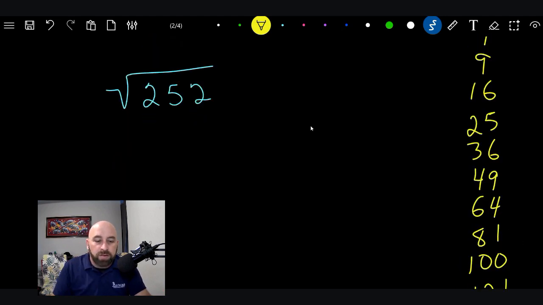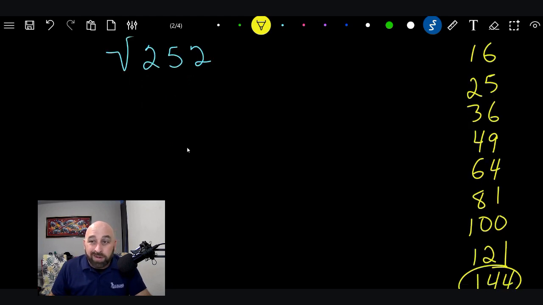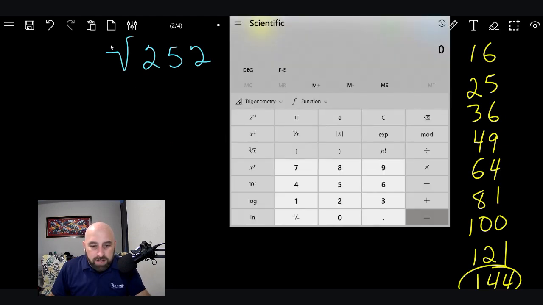Does 144 go into 252? Well, you just do it. If you need to, go to your calculator and type in 252 divided by whatever your number is here, 144. Does that go in evenly? No, it doesn't, 1.75. Then you just keep going down your list. 252 divided by 121. Does that go in evenly? No, it doesn't, 2.08. That was pretty close, but it didn't work.